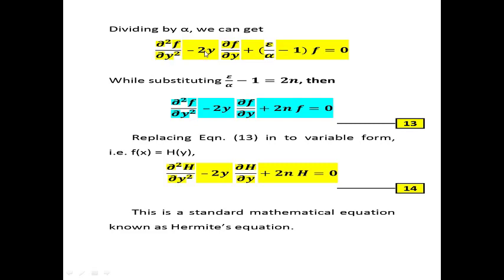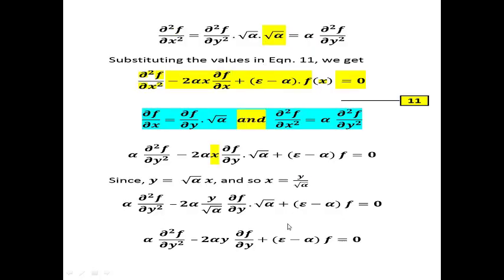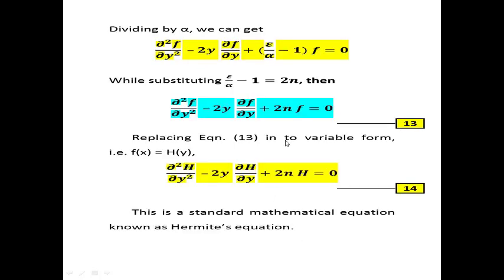dou squared f by dou y squared minus 2y times dou f by dou y plus, you just notice here, we have epsilon minus alpha. If I divide these two terms individually, it becomes epsilon by alpha minus 1 into f equal to 0. You already know the terms epsilon and alpha are constants. So this term epsilon divided by alpha minus 1 will be taken as 2n. So this equation becomes dou squared f by dou y squared minus 2y times dou f by dou y plus 2n f equal to 0. That is equation number 13.